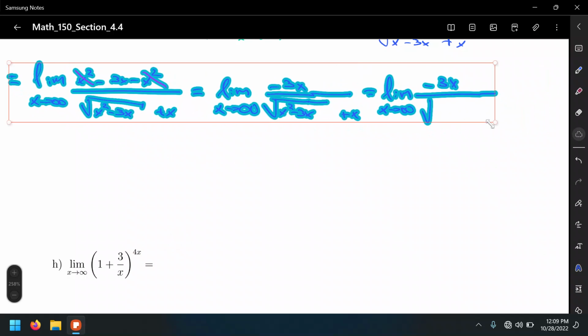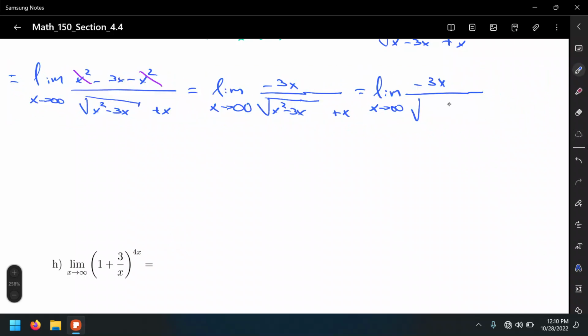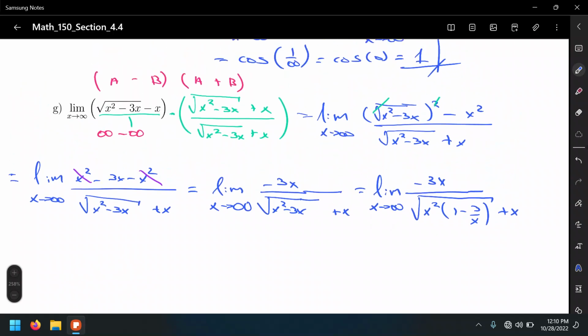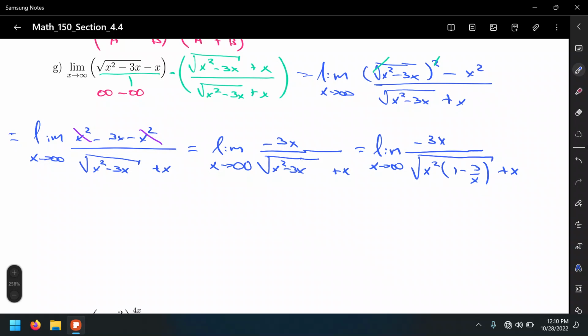And so that's going to be x squared times 1 minus 3 over x, plus x. Alright, so if we distribute this x squared times 1, that's going to give us our x squared. And if we distribute x squared times 3 over x, that x squared over x is going to give us back the x. Right? So from here, we can write this product inside of the radical as the radical of two products, or simply take the square root of the perfect square.